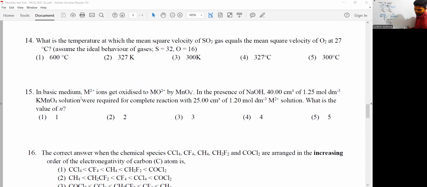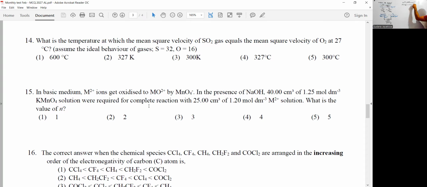It should be MO, not 2 plus. Here it should be MON plus. Okay, so in basic medium it says M2 plus ions get oxidized to MON plus ions, in the presence of sodium hydroxide. In the basic medium this happens, and the oxidizing agent is KMnO4. So in basic medium, MnO4 minus reduces to MnO2.